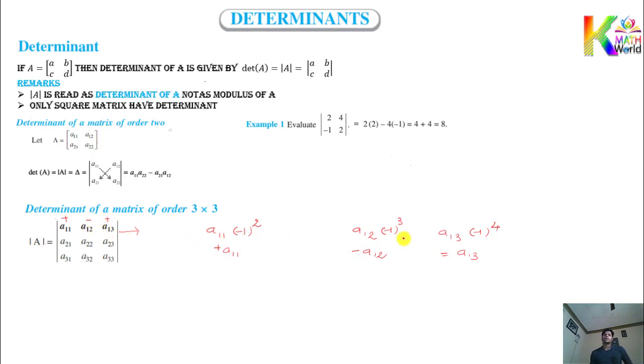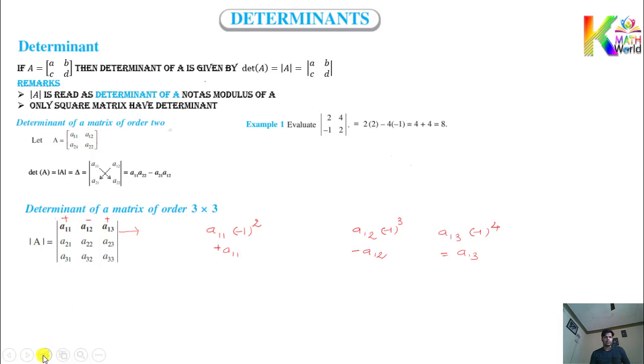Same way, suppose you consider any other row, then you can decide the sign first. Okay, now after deciding the signs, positive and negative, we will start the calculation. How to start our calculation? Firstly, remember this sign. For the first row you got plus, minus and plus. You have to keep this in mind.